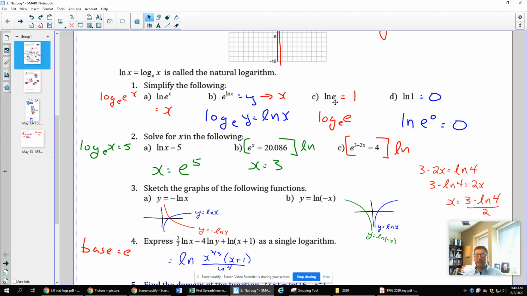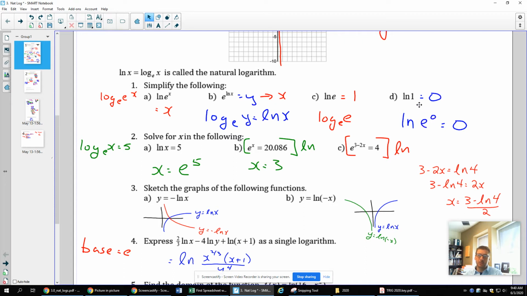For c here then, natural log of e. So again, natural log means log base e. If your bases match, the answer is the exponent, so the answer is 1. And again, for this one, how do you get an answer of 0? That means your exponent was 0. So e to the 0, right, is your answer.